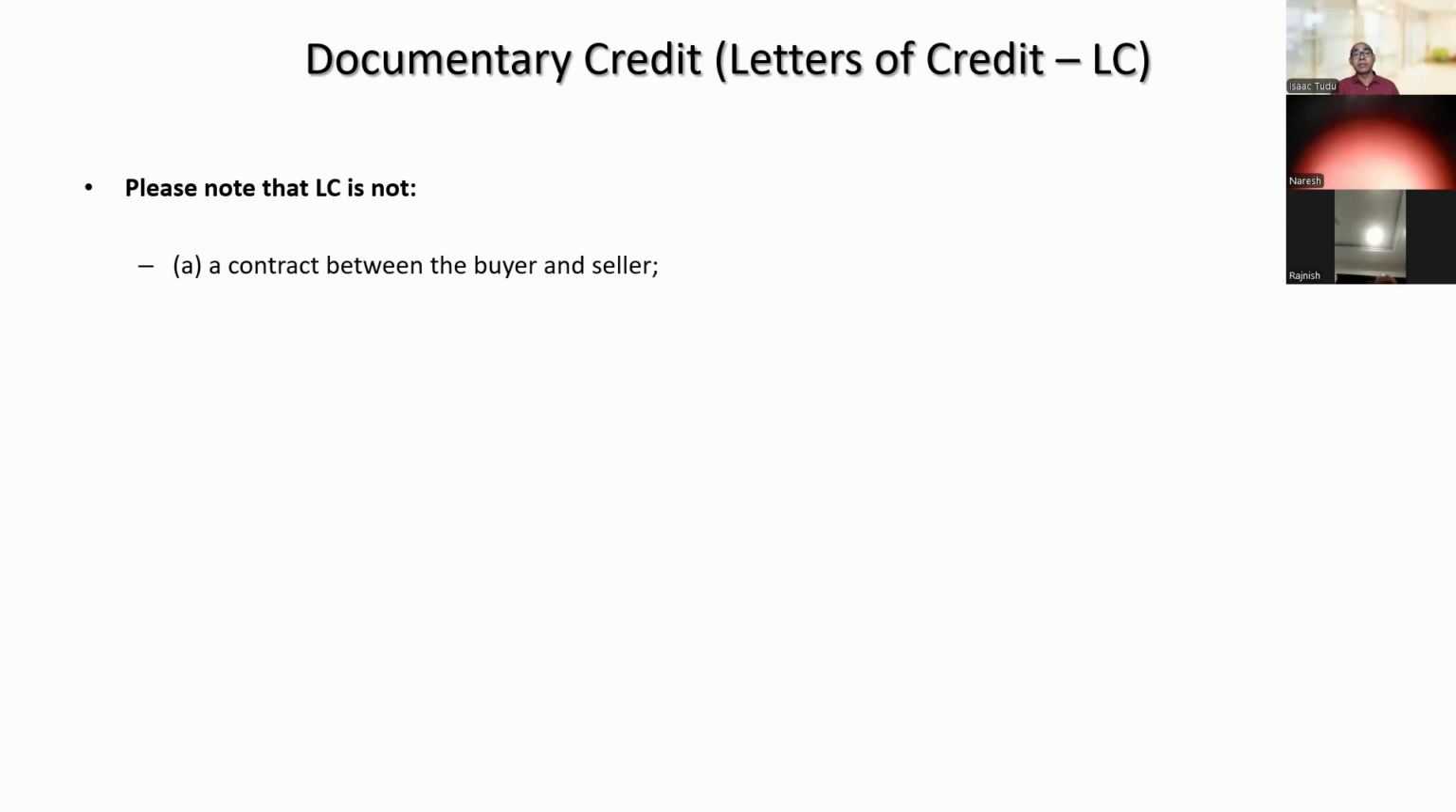So remember this, LC is not a contract between buyer and seller. Any dispute with respect to the sales contract is to be taken care of outside the scope of UCP 600, outside the scope of LC, right? The next thing is that LC is not a guarantee that the seller, exporter will definitely receive the payment. Okay, it is not a guarantee that definitely as an exporter, you will get the payment, 100% sure. No. Why? Because it is a conditional undertaking, you can say.